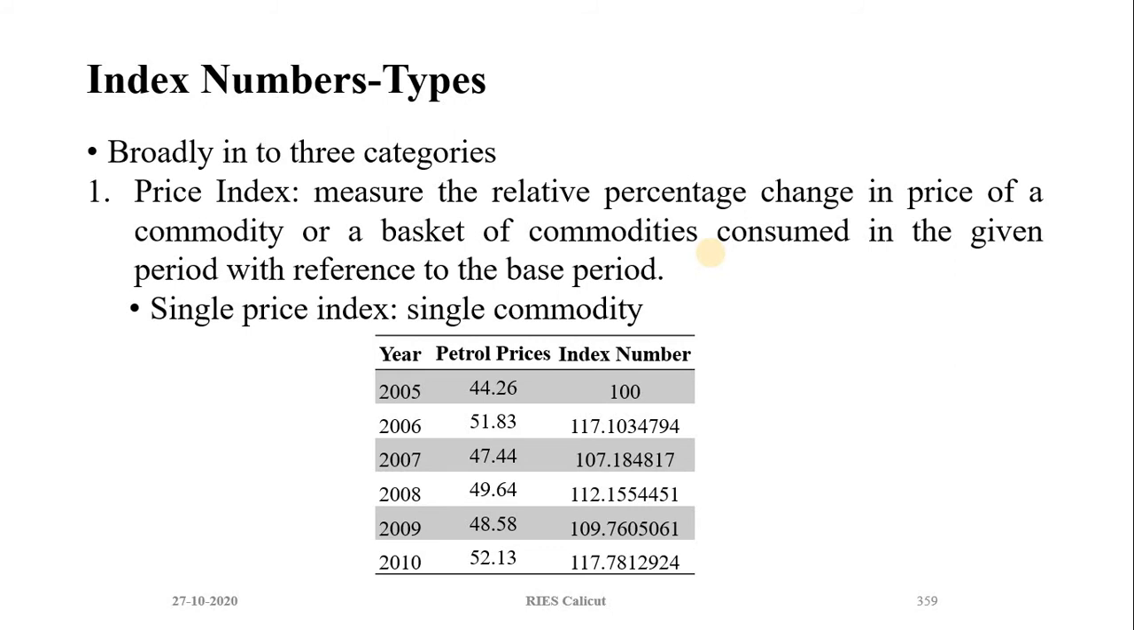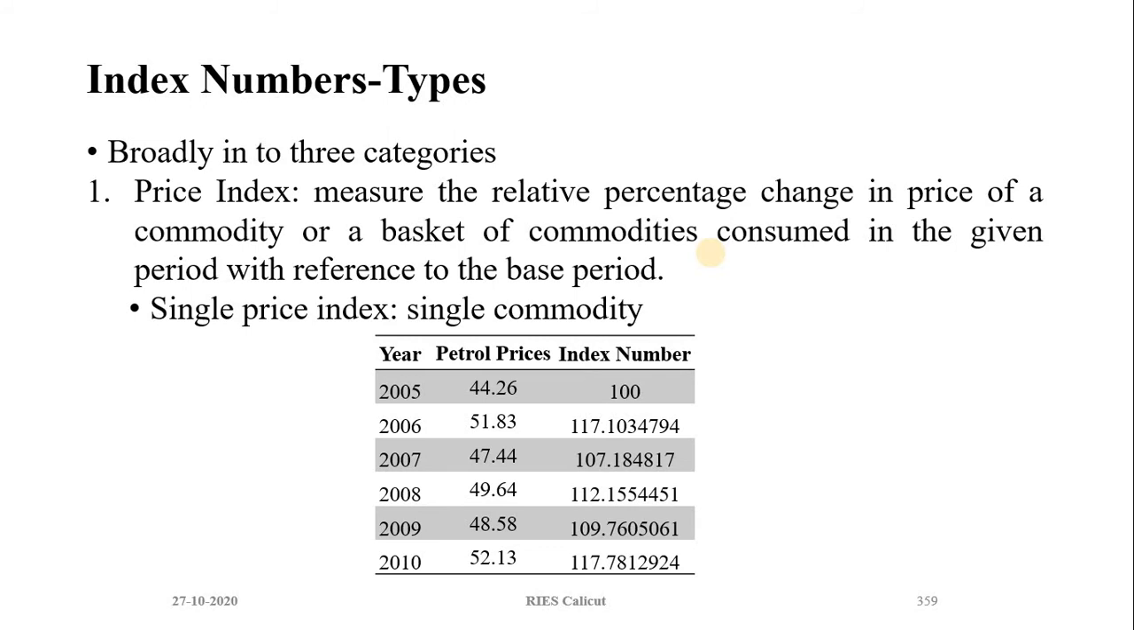So what is price index? Price index measures the relative percentage change in the prices of a commodity or a basket of commodities consumed or produced in a given period of time with reference to the base period. As the name indicates, it measures the average percentage change in the prices of a particular commodity or a group of commodities within 2 years. This price index can be a single price index number or a composite price index number.